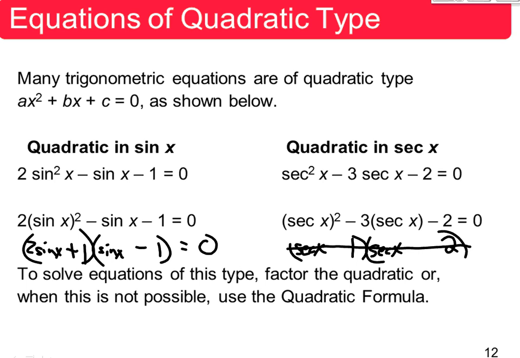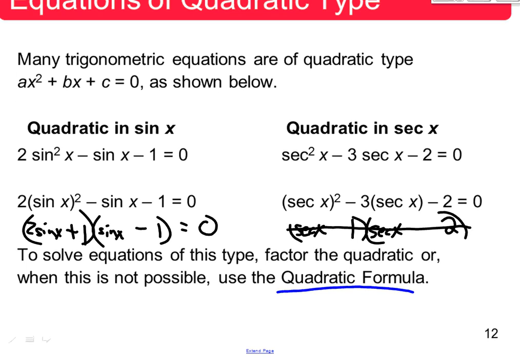And if not, you can still use the quadratic formula, because the bottom line here is, if you are using those factors, you want to get those factors and set them equal to 0 and then find what the sine is equal to. And if it is not possible to do that, then you can use the quadratic formula and find the missing values.